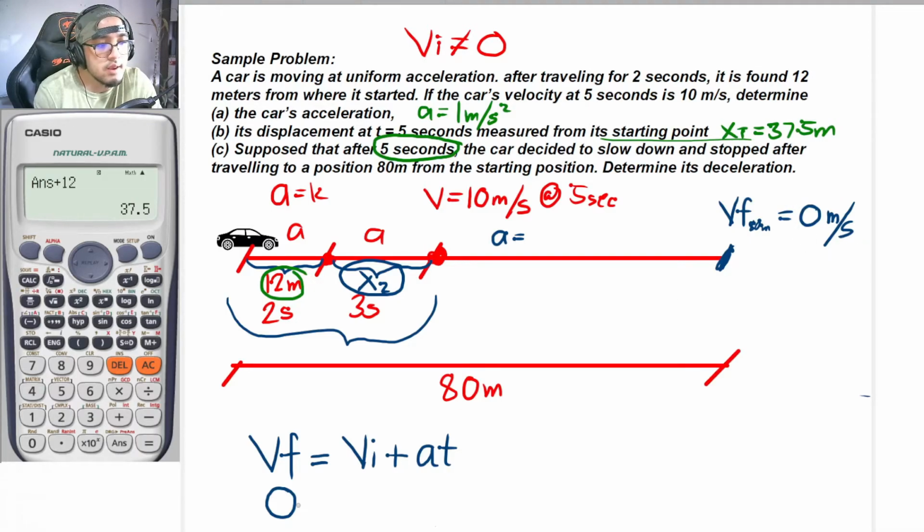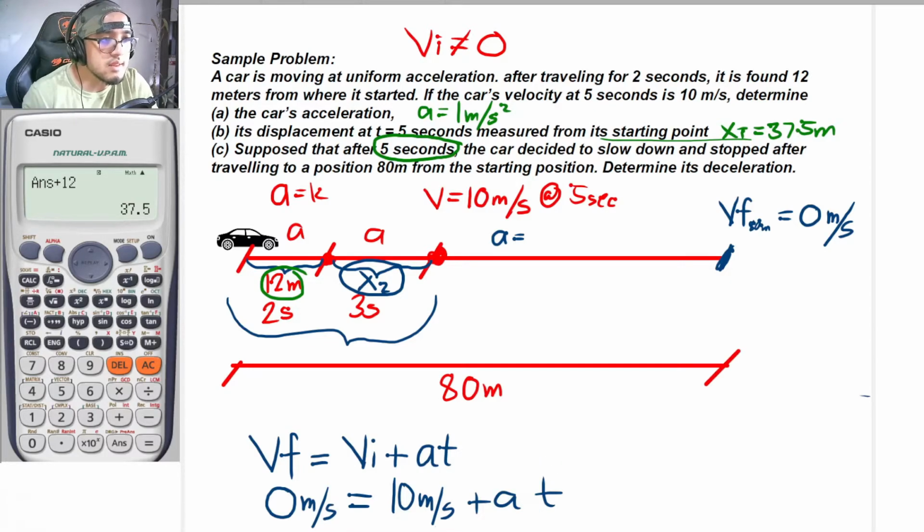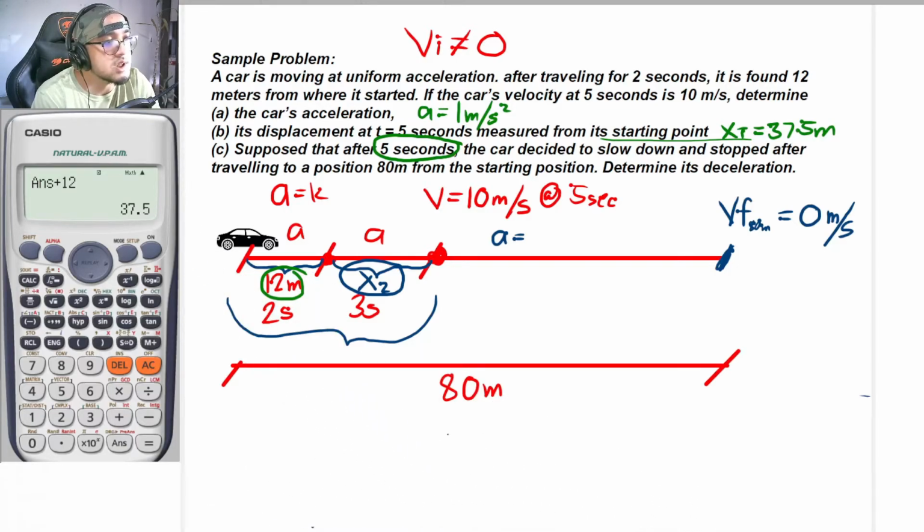Since we are assuming that it will be stopping at this particular point, 0 meters per second is equal to, so what is your VI? Is your VI this particular velocity here? No, because we are only considering this particular point. So if we just consider this particular point, VI is 10 meters per second. So 10 meters per second plus A times t. However, we do not know the value of t. So either we will have two equations and two unknowns, or we will make use of another equation. In my case, I would just be using another equation.